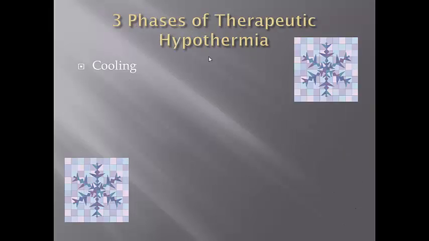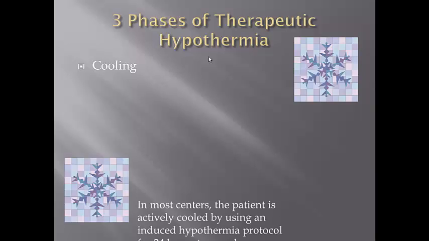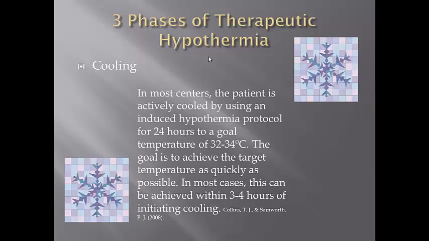The three phases of therapeutic hypothermia. The first phase is the cooling phase. In most centers, the patient is actively cooled by using an induced hypothermia protocol for 24 hours to a goal temperature of 32 to 34 degrees Celsius. The goal is to achieve the target temperature as quickly as possible. In most cases, this can be achieved within 3 to 4 hours of initiating cooling.